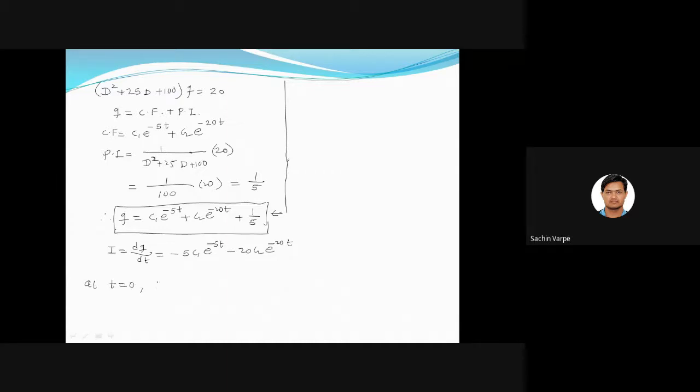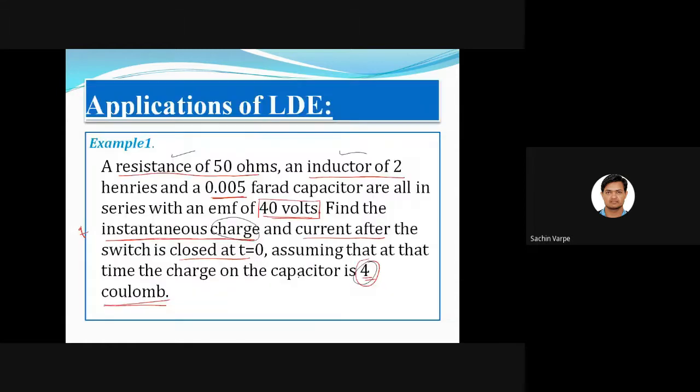So let us now use the initial conditions at t equal to 0. What is the current flowing through the circuit? I think the current is 0, right? And the charge is given to be 4. Is this clear? At t equal to 0, the current is 0 initially, and the charge must be 4 coulomb, that is given to us in the problem itself.